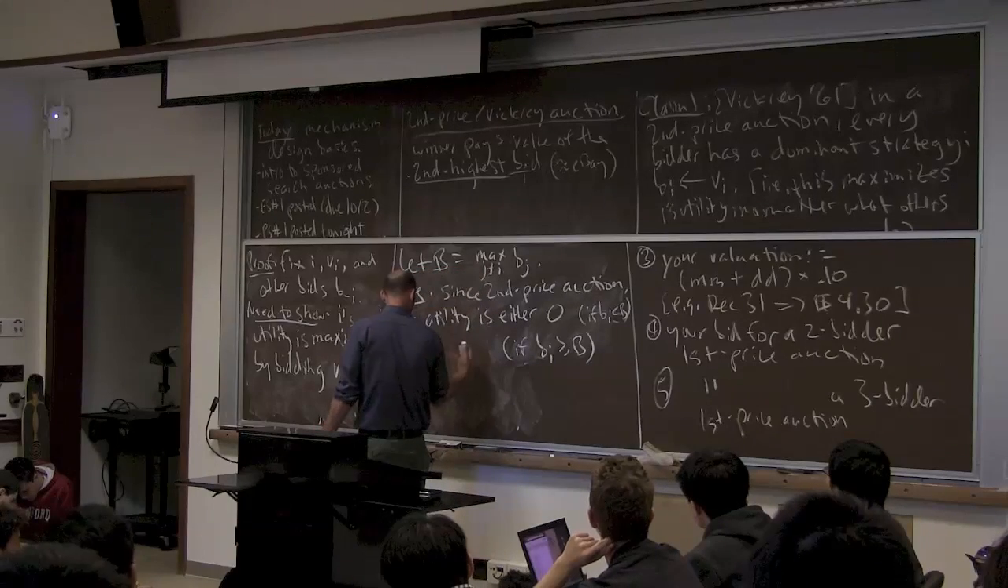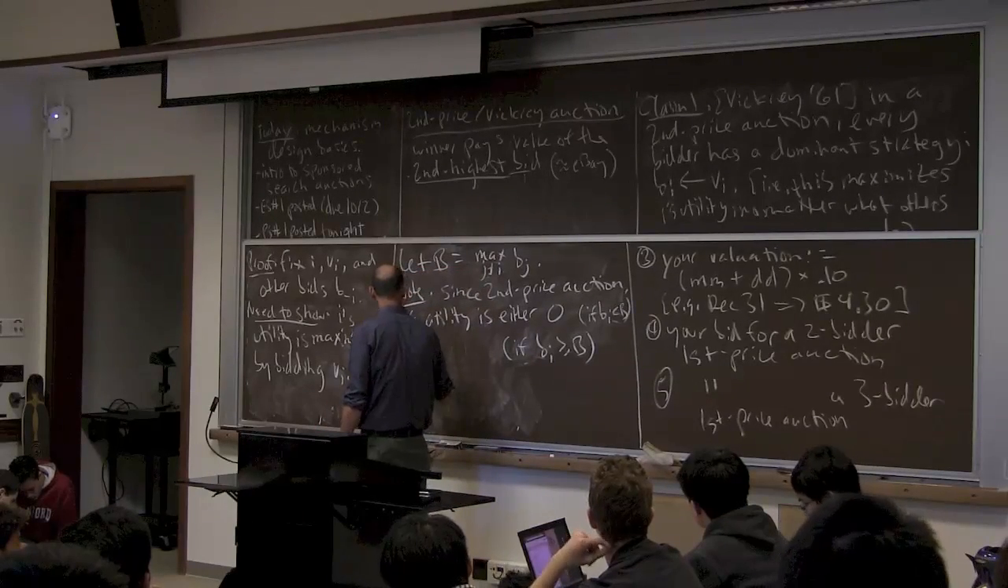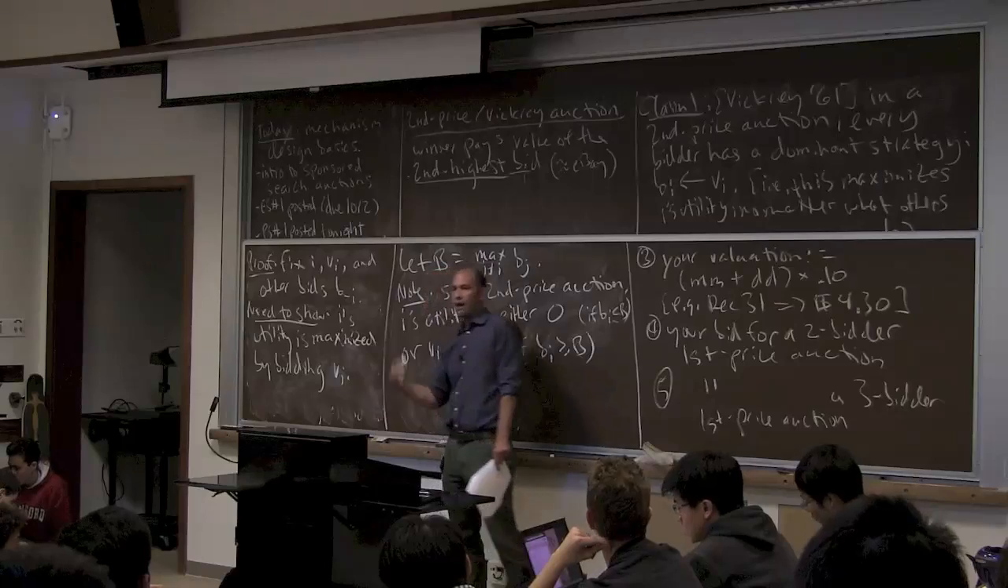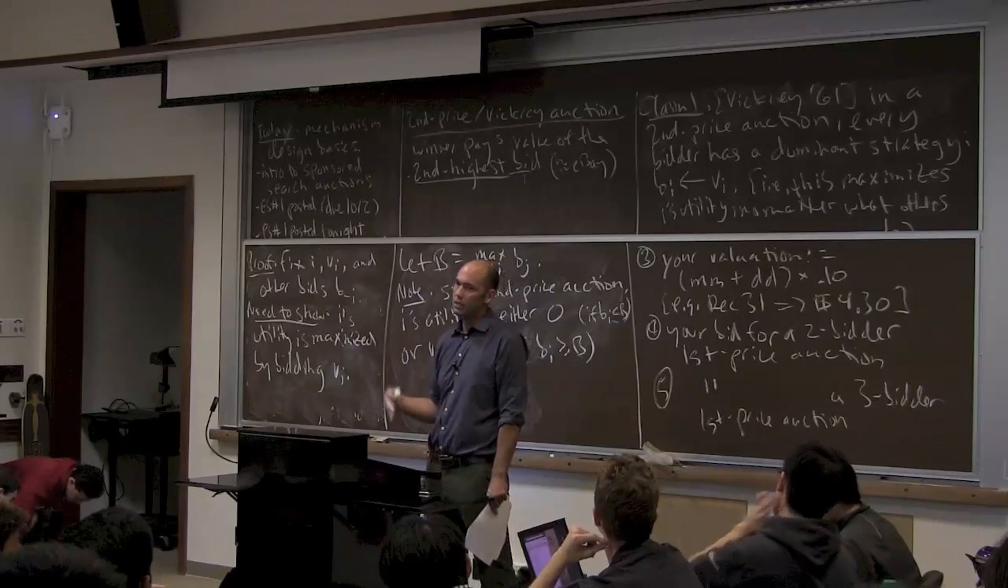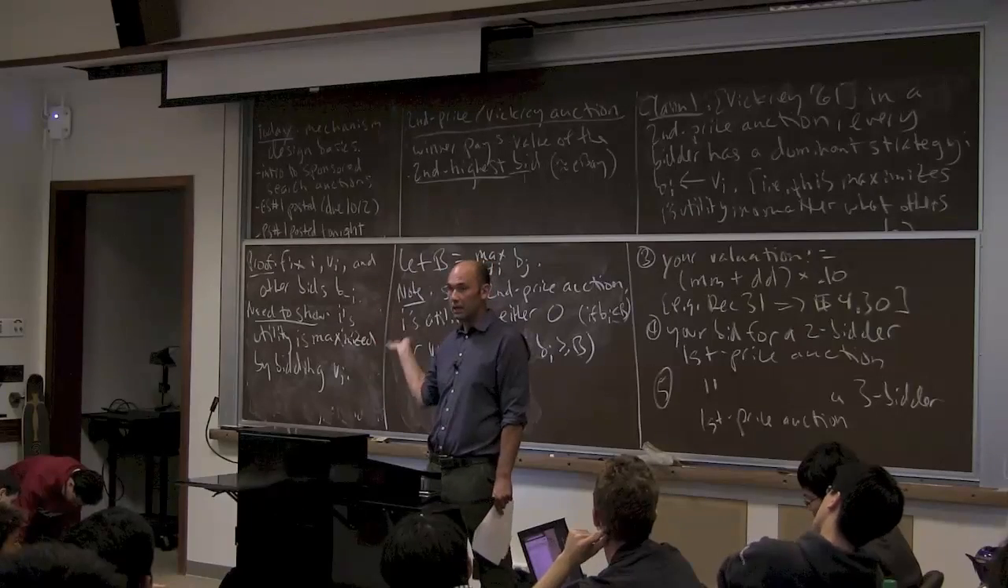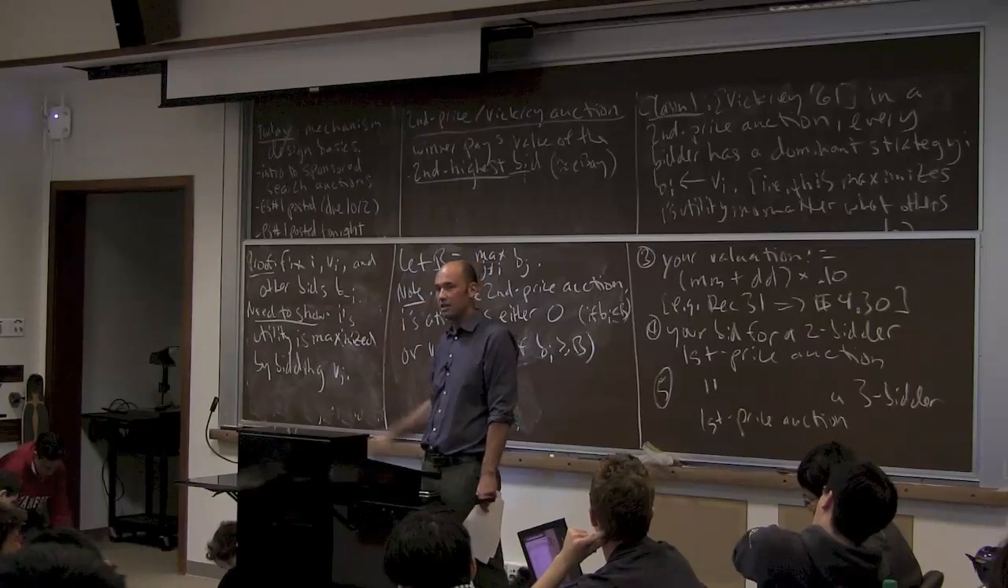So then it wins, right? Then it's the highest bid. So it's its value minus the price that it pays. Because it's a second price auction, assuming B sub I is the highest, the second highest bid is capital B.